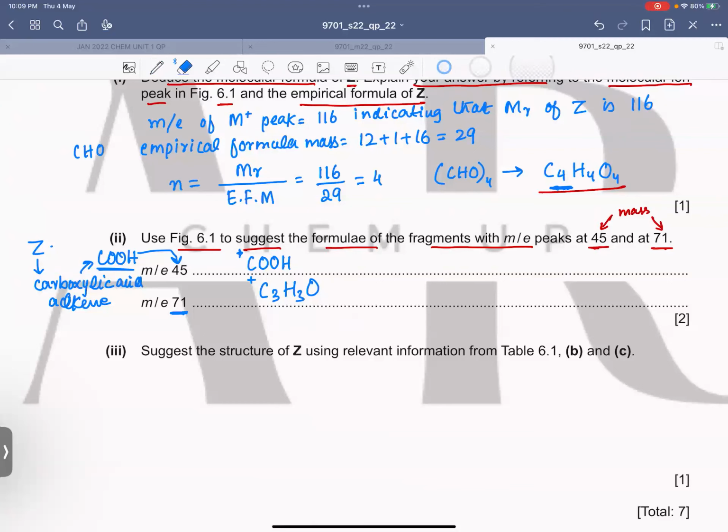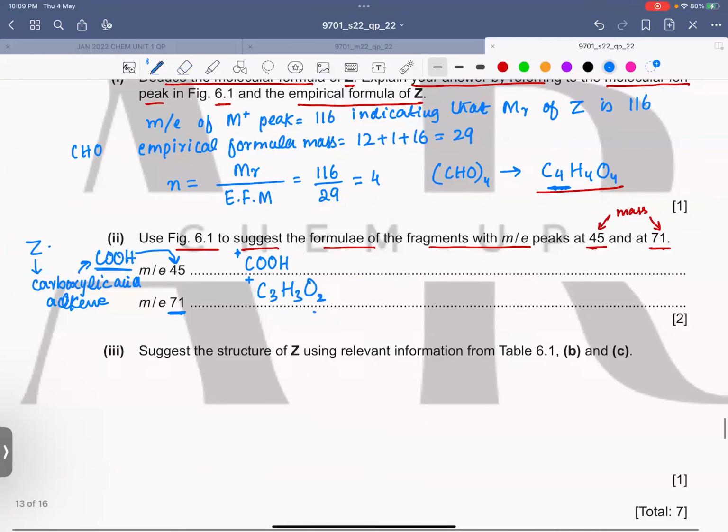So at mass over charge 71, the fragment which we are getting is C3H3O2 positive. Is this clear? Sir, it's equal to 55. Sorry, 2 oxygens are removed, so there must be 2 oxygens left over here. I just missed 1 oxygen. Now, so 32 plus 3 plus 36.